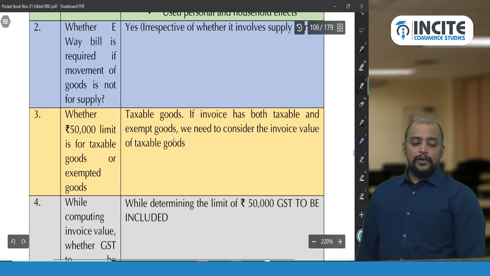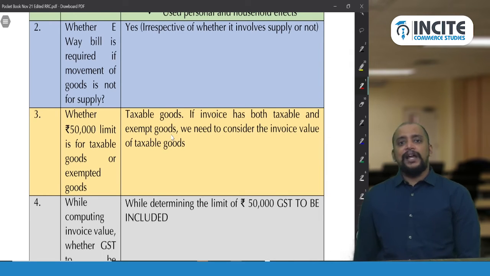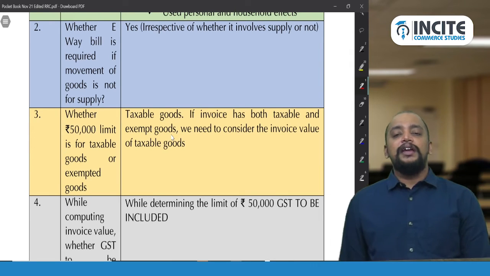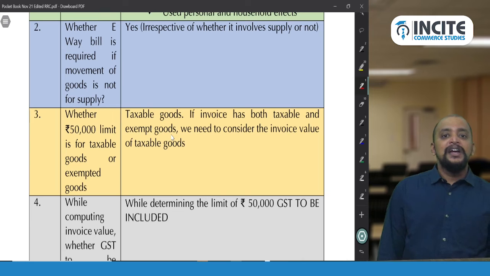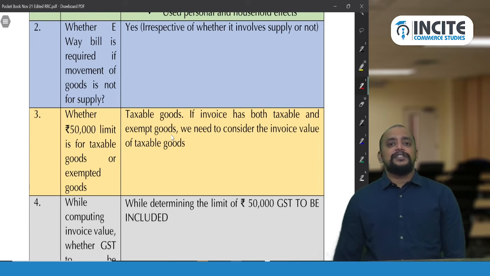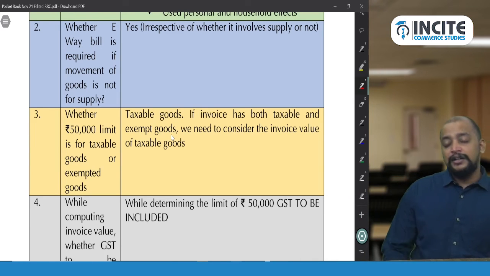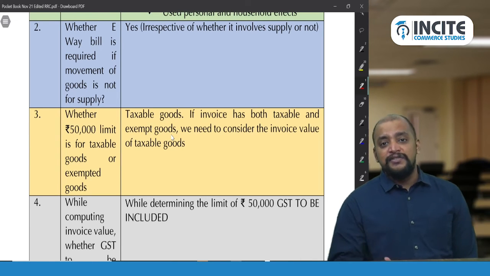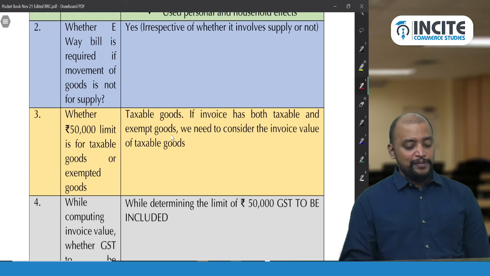Whether e-way bill is required if the movement of goods is for supply, not necessarily for supply, it can be without supply also. So then it will be accompanying a delivery channel. The goods will be accompanying a delivery channel. Also remember, for services, e-way bill is not at all required. For goods only, e-way bill is required.